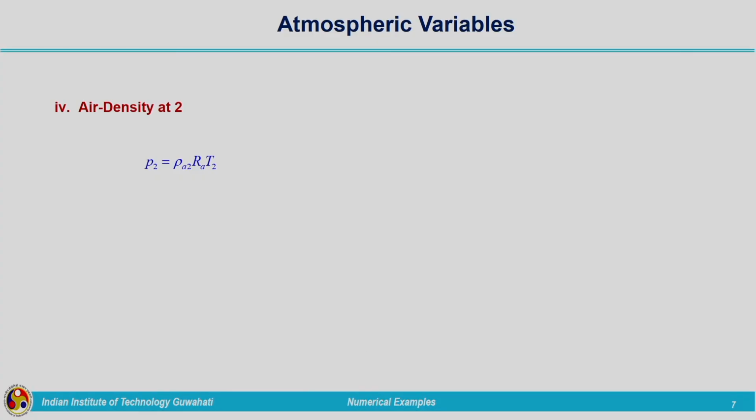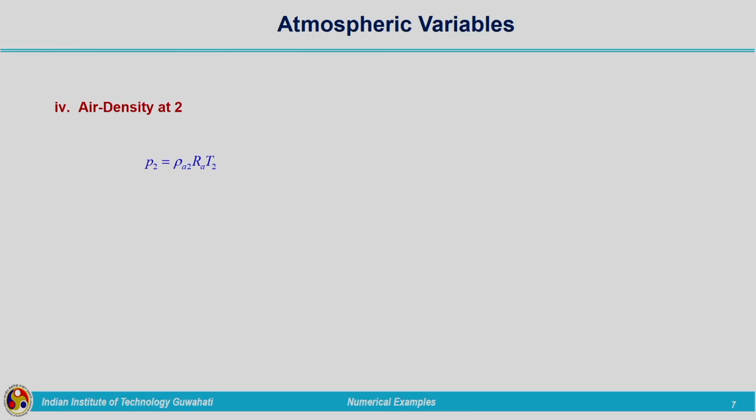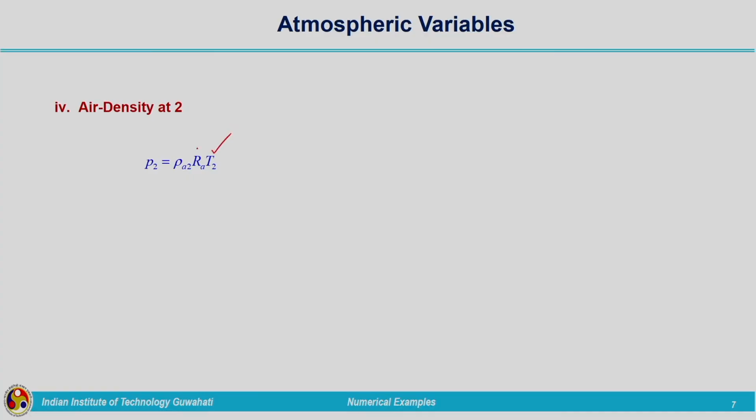Now, we need to calculate the air density at section 2. For the air density calculation we will make use of the ideal gas law. We know P is equal to rho RT. So, here it is air, that is P equal to rho A R T. Corresponding to section 2, it will be P2 equal to rho A2 RA T2. RA, I told you initially itself, we are assuming the same all throughout the elevation for this problem. So, P2 is equal to rho A2 RA T2. T2 is known to us, RA is known to us.